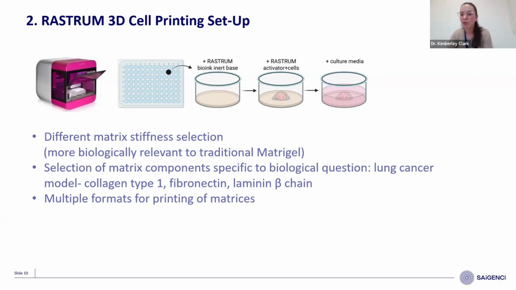And we can also select different matrix components to suit specific biological questions. So for lung cancer, we've been able to include different amino acid chains that are relevant to the growth of our lung cancer cells, such as collagen type 1 and fibronectin. And also we can explore multiple formats for printing these. So we've largely been using a 96-well plate format because it enables us to do a lot of replicates quite easily, but you can also use larger well formats and mixed matrix models as well, which is something we're yet to explore, but I think provides lots of nice options for easy setup of 3D cells.